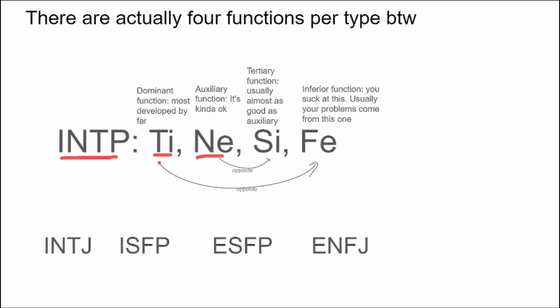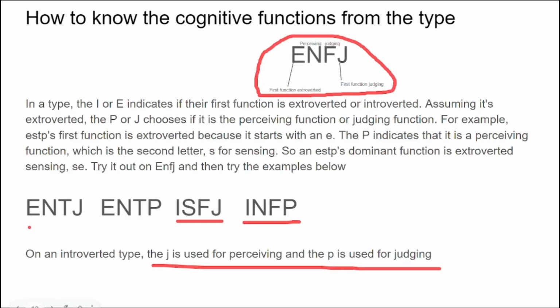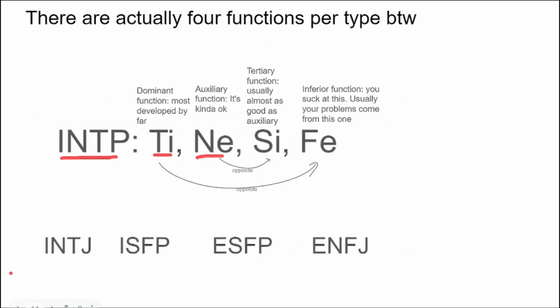And how you find them is the inferior one is the opposite of the dominant one. So if you switch both the letters of TI, you get FE. And the tertiary is the opposite of the auxiliary, so if you switch around NE, you get SI. These are the examples here, but instead of doing these, I'm going to write down the first two functions on this slide, and you'll have to find out the second two.